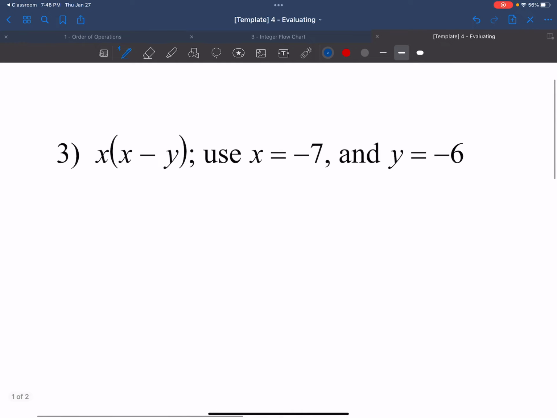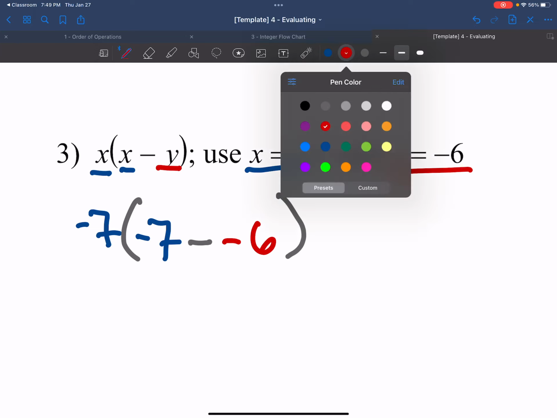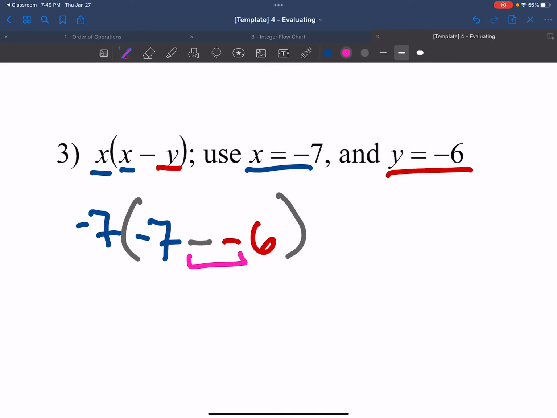So we have x parentheses, x minus y, close parentheses, and we're going to use x equals -7 and y equals -6. So replace this first x with a -7. We have a parentheses. Replace the second x with a -7. Then there's a subtraction sign, and then we replace y with a -6, and then we close up that parentheses. So here we go. Well, we have two negatives right up next to each other, so we got to flip those around and make it a positive. So that means everything else we didn't really mess with or change. So we bring it all down.